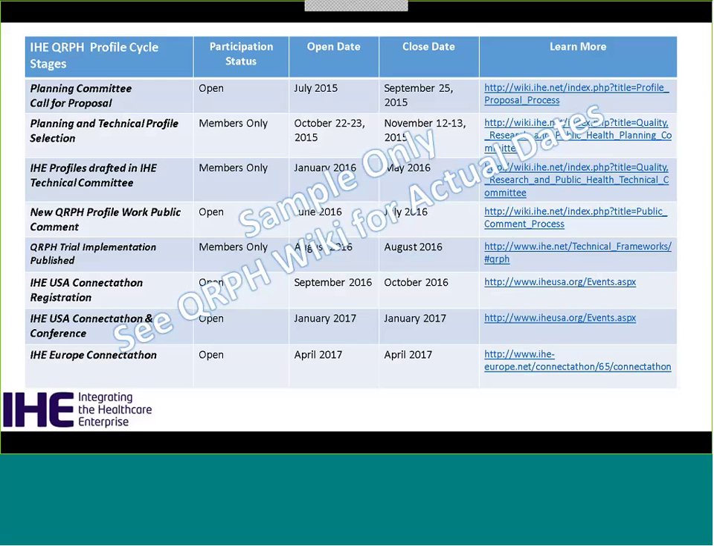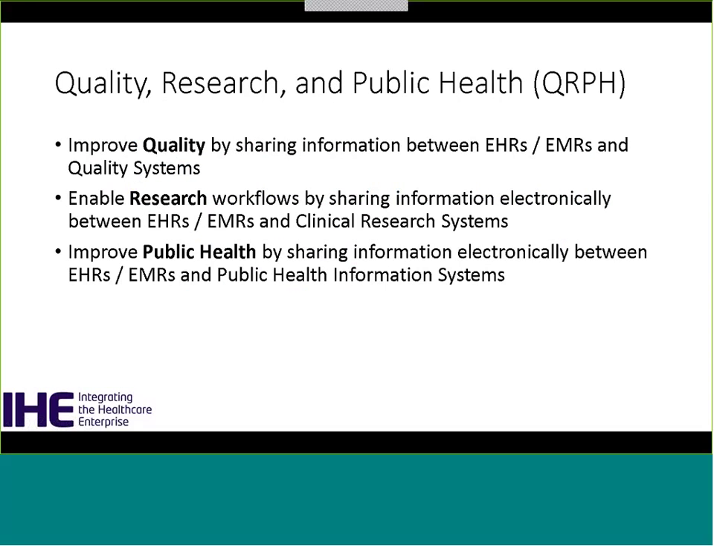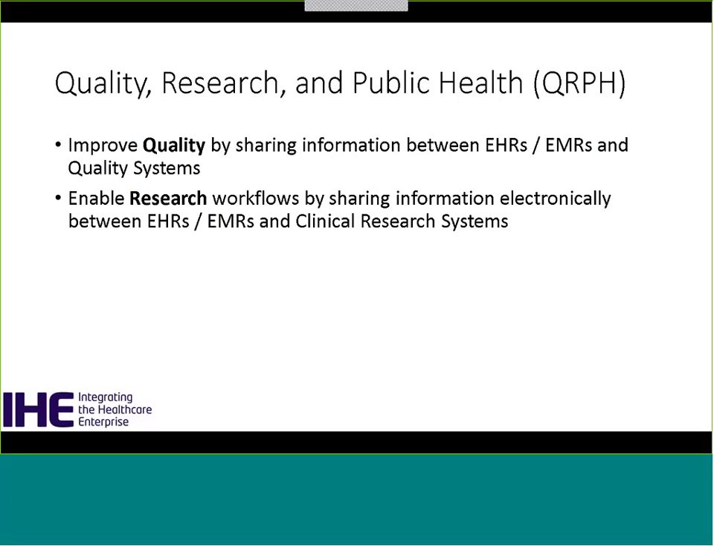There's a sample of what the cycle looks like. And these links will have a lot of the information. The wiki is really where the planning for the year happens, and you get more information. If you have the ability, you want to check out the wiki. If you're interested in what the technical frameworks are, you can check it out here. But these are some of the links available for you. And once again, this is our focus at QRF.